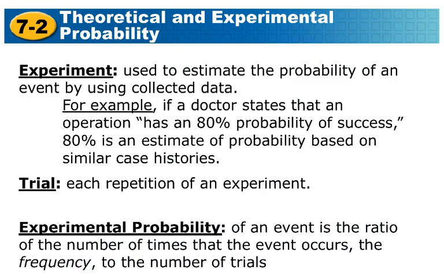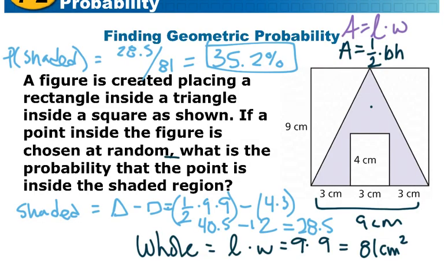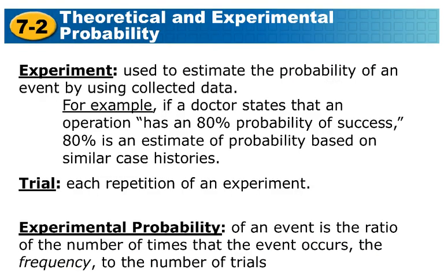Alright, now instead of theoretical probability, we're going to talk about actual experimental probability. So for instance, actually throwing a dart at this board and seeing if you get in the shaded region versus not. So an experiment is used to estimate the probability of an event by using collected data. This is actually kind of the basis of most science, well, of all science, which is doing those experiments enough to say that, well, in theory, we are going to assume that it continues this way.